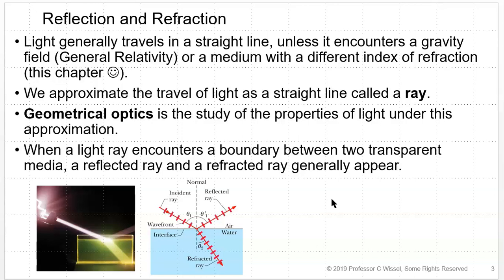When light encounters a boundary between two transparent media, typically a reflected ray appears and also a refracted ray. Now, we will ignore the fact that a lot of times there is some absorption. We're going to assume that the media are perfectly transparent.